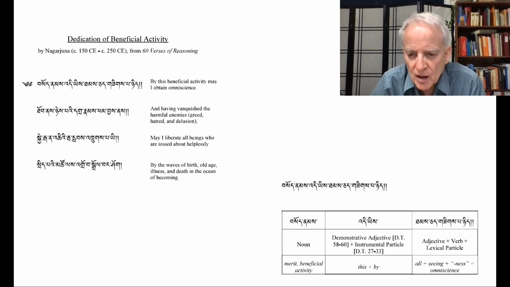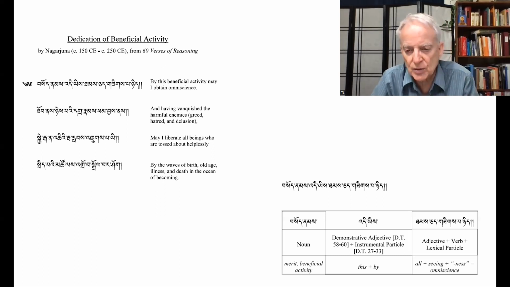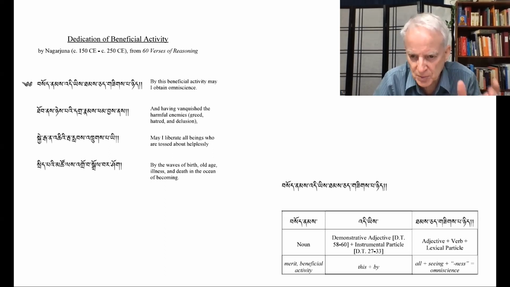And so modifiers come after the word they modify. So here we have by this, and then the this, as an adjective, comes after the noun it modifies, and that is merit, of course. And so altogether, so far we have by this merit. So that's making a lot of sense, sounding good.